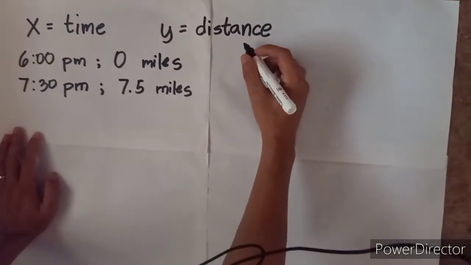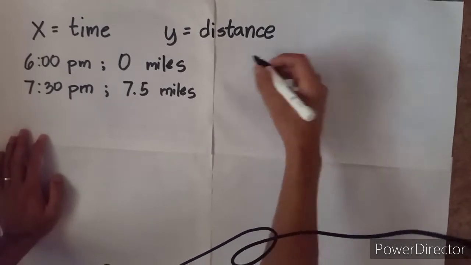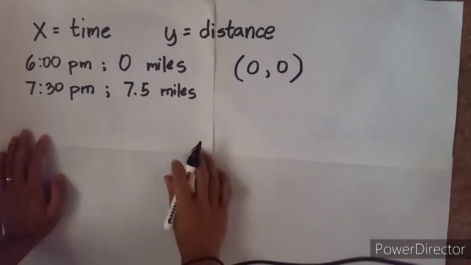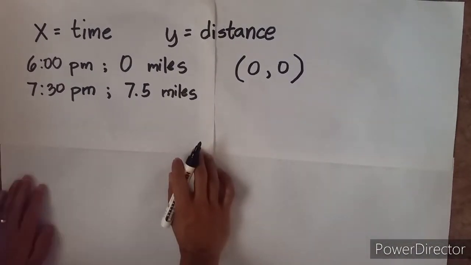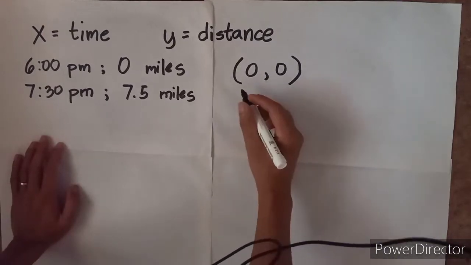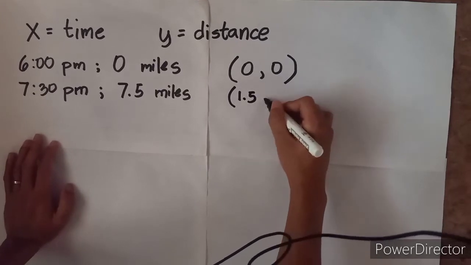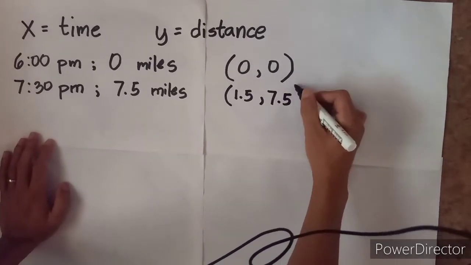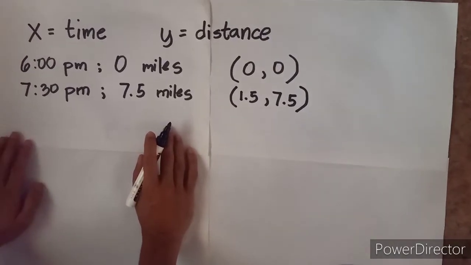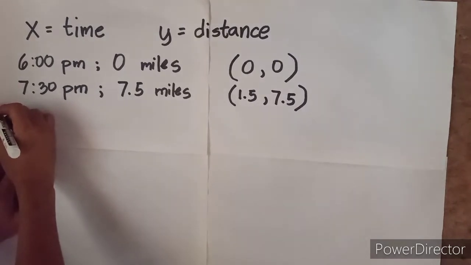So now we put in the coordinates. Our first point is 0, 0 because he did not run anywhere yet. Let's think of our time in hours. Our second point is 1.5 hours later, when he has run 7.5 miles. So the second point is 1.5 and 7.5. Our speed, which is the rate of change, is simply the slope of the line connecting the 2 points.